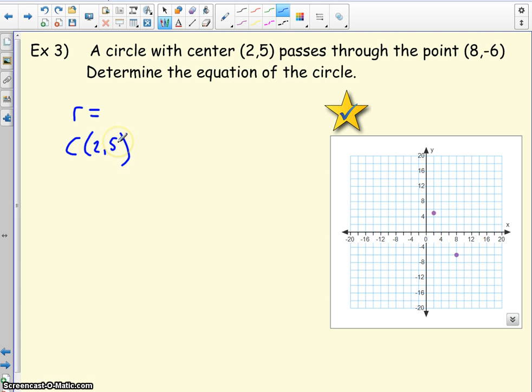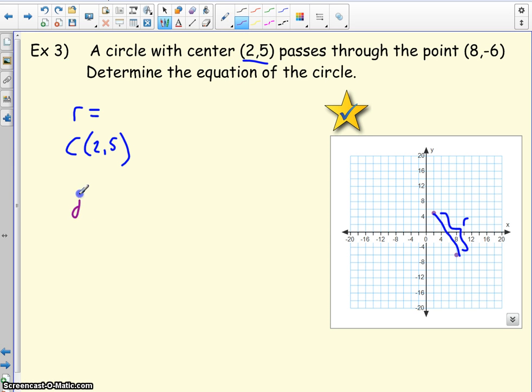So think for a second how I might be able to find the radius. I'm told the center, and I'm told a point that's on the circle itself. So the distance from the center to any point on the circle should in fact be that radius. If we want to find the radius, we need to find the distance, or the length, between that center and that point. So we're going to wind up using the distance formula.